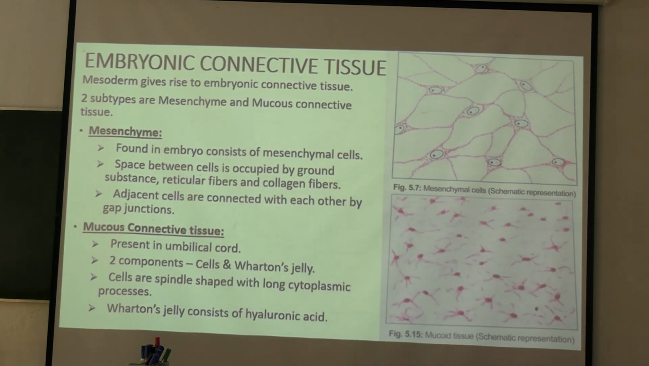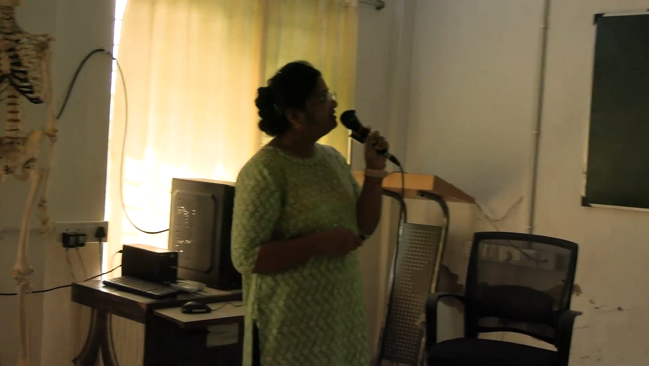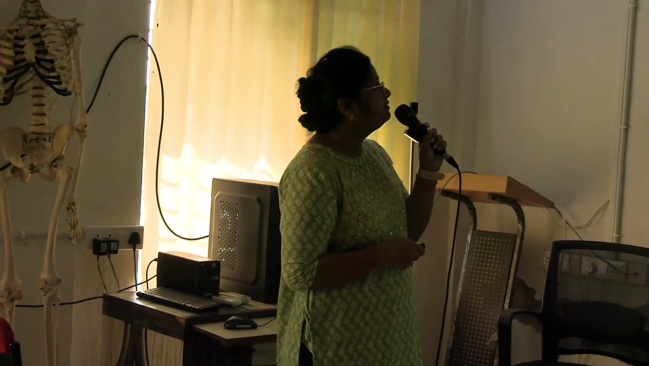First we will go to embryonic connective tissue. Mesoderm gives rise to embryonic connective tissue, and they are mesenchyme and mucoid connective tissue. Mesenchyme is found in the embryo and consists of mesenchymal cells. Here you can see the mesenchymal cells. These are the mesenchymal cells. Okay, and this is a schematic presentation of mucoid tissue. Mucoid tissue you will see in the umbilical cord.